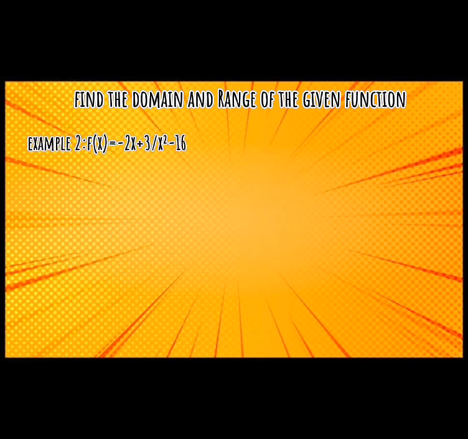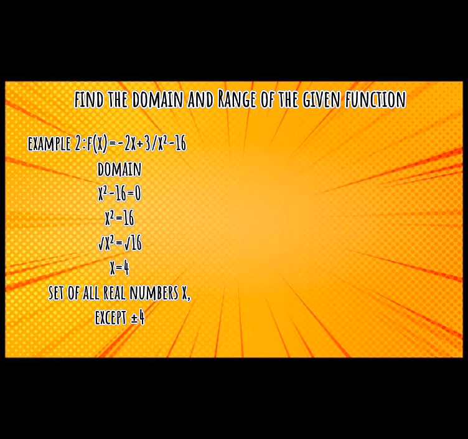Example 2. f of x equals 2x plus 3 over x squared minus 16. The denominator is x squared minus 16. Set it equal to 0 and solve for x. x squared minus 16 equals 0. x squared equals 16. Take the square root of both sides. x equals positive and negative 4. Therefore, the domain is all real numbers except x equals 4 and x equals negative 4.